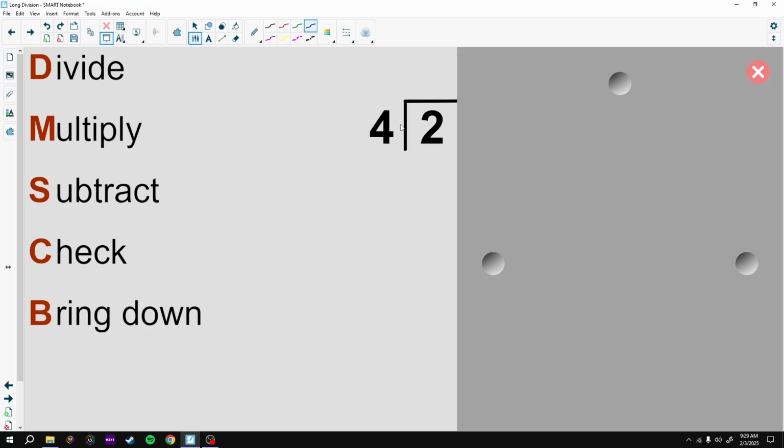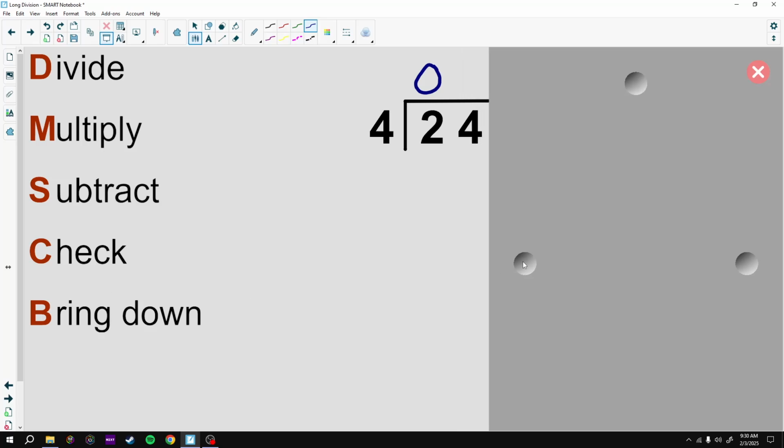All right, divide. How many 4s divide into 2? Well, none. 4 is too big for 2, so I'm just going to write a 0 here. And since I can't divide into the 2, I can just skip all these steps. Move my screen shade over. Now I have a 24. How many 4s divide into 24? Well, if you think about your 4 times tables, you'll realize quickly that's 6, because 6 times 4 is exactly 24.